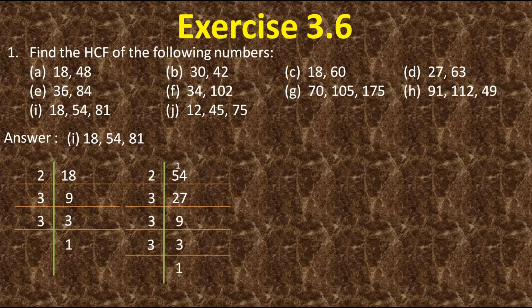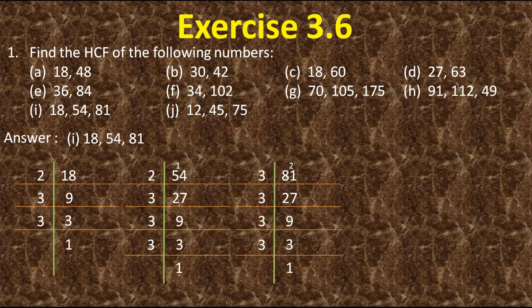Next is 81. 3 2s are 6. We got 2 as remainder that we will put in front of 1. So it became 21. Now 3 7s are 21. Now 3 9s are 27. 3 3s are 9. 3 1s are 3.